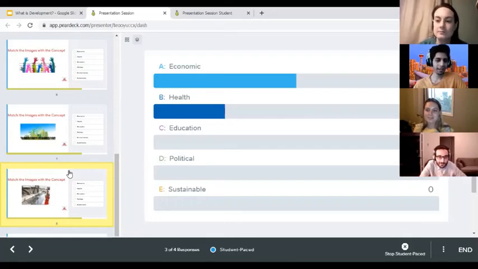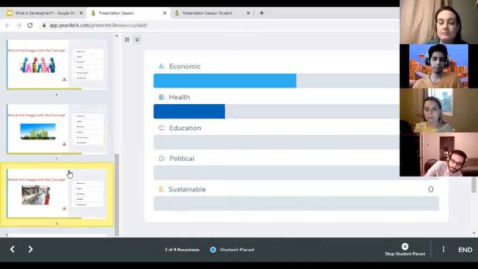Okay, I chose economic because it seems that there are some poor people living nearby and they don't have access to a clean environment and other stuff like that. So the economic is the point here.